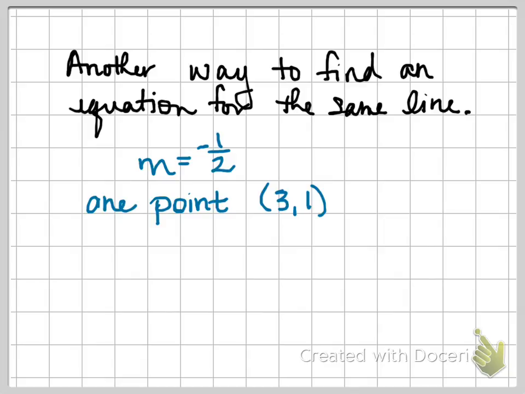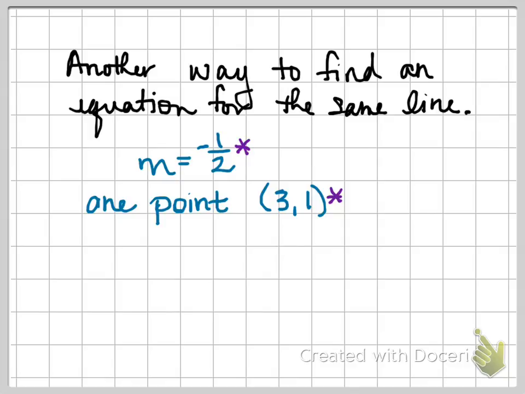Okay, let's do one more example of the same line, but finding a different way to find an equation for the same line. So we're going to start with the same information. m equals -1/2, and one point on the line is (3, 1). We're just going to show a different way to find that equation for the line. Both are totally valid. Sometimes one is more helpful than another. Notice on our point slope formula, all we had to do is take these numbers, -1/2, 3, and 1, and fill them into our equation, and that will give us an equation for the line.